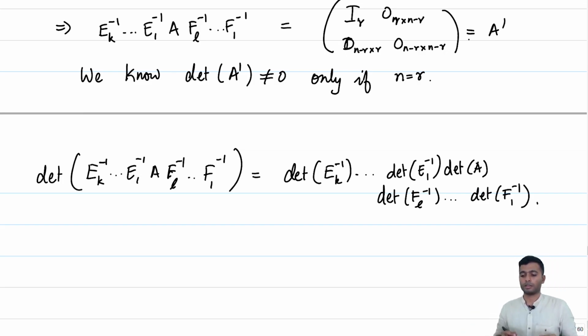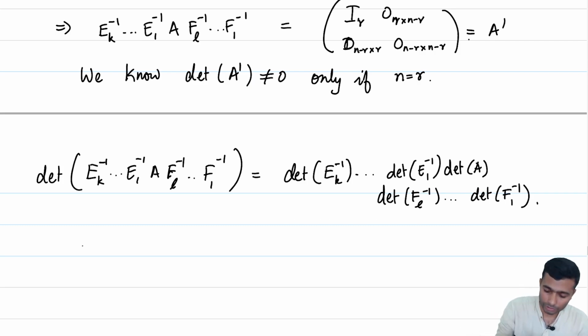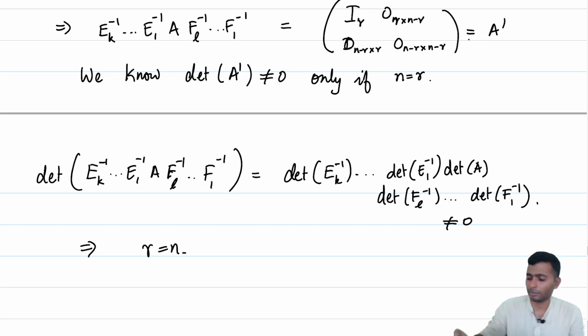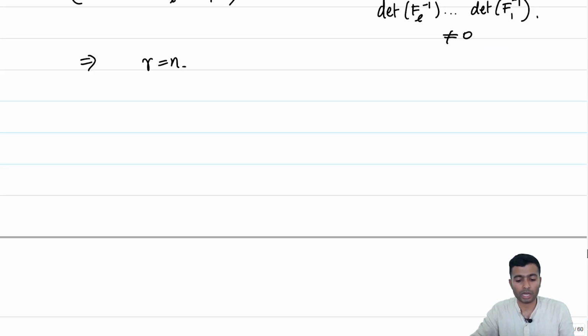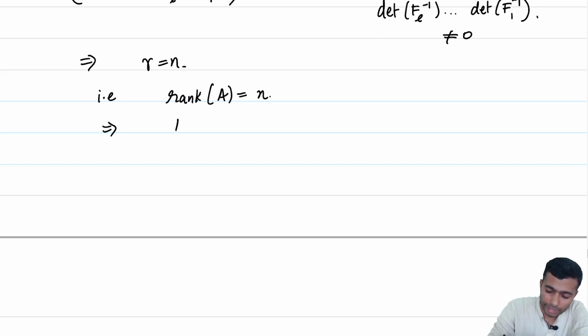And again, because determinant of A is not equal to 0, the right hand side here is not equal to 0, and this forces r to be equal to n. But what does it mean to say that r is equal to n? What was r to begin with? r, if you recall, is the rank of our matrix A, i.e. rank of our matrix A is equal to n, or to state it differently, LA is surjective.